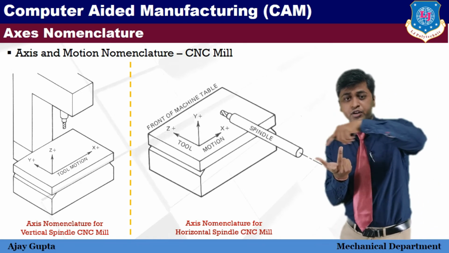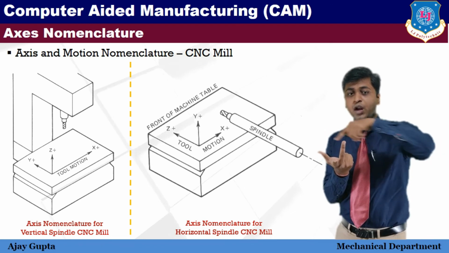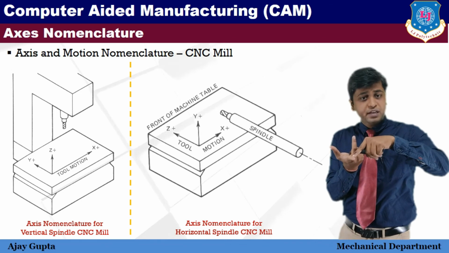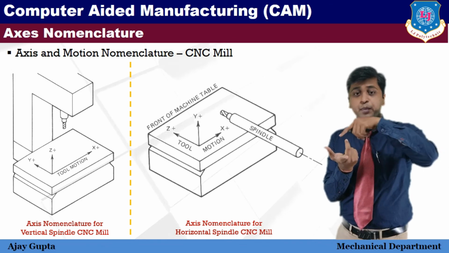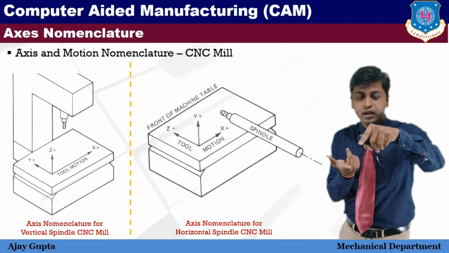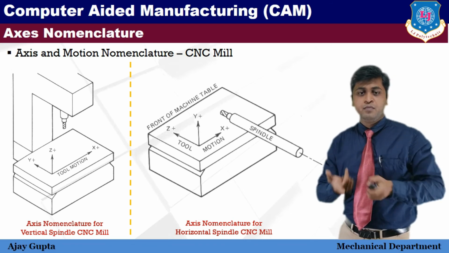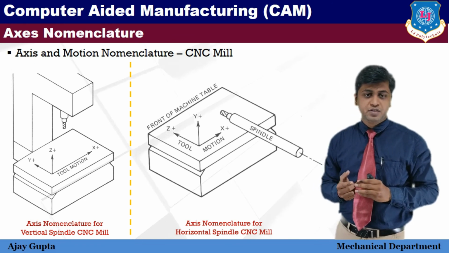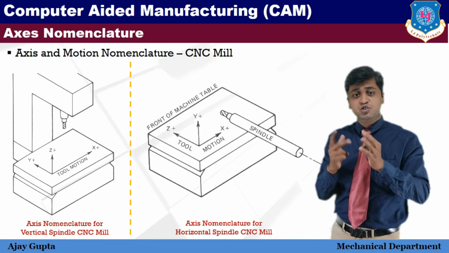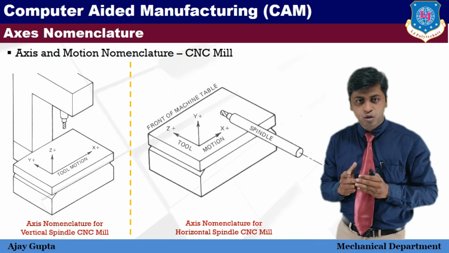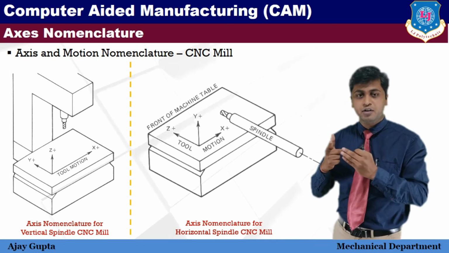x is horizontal, where the table will move right or left. Similarly, the y axis is perpendicular to z and x, so the table will move forward and backward. Okay. Same as in the horizontal milling machine, the axis is changed, the z position is changed. So as per the right hand thumb rule, the z axis will be horizontal.